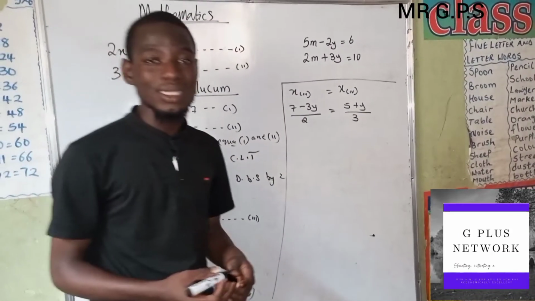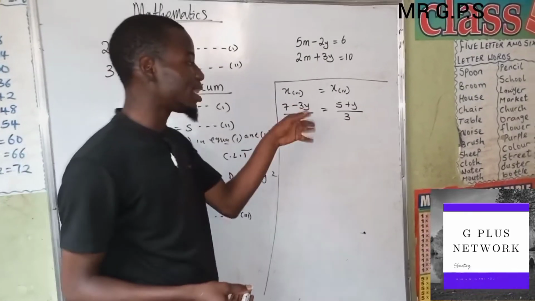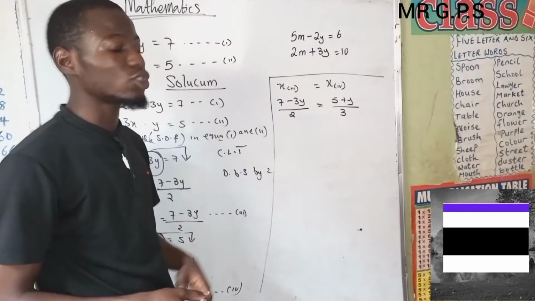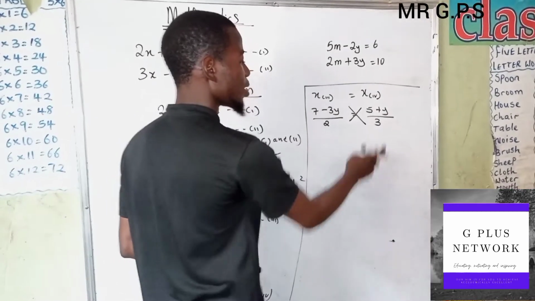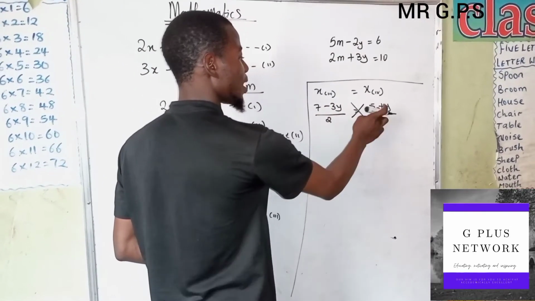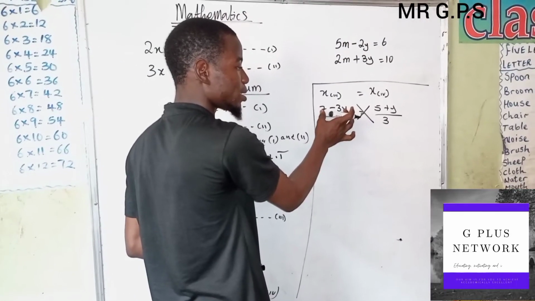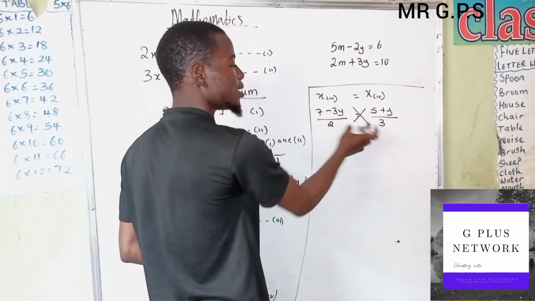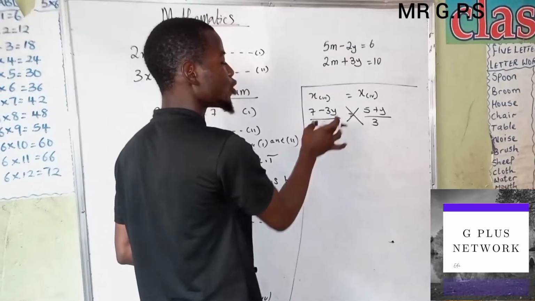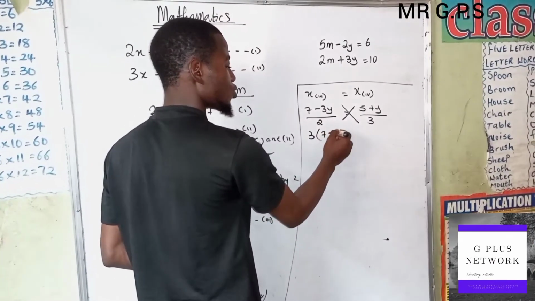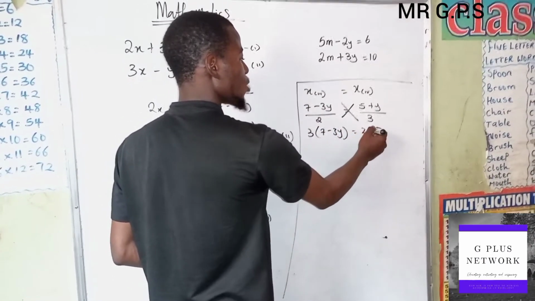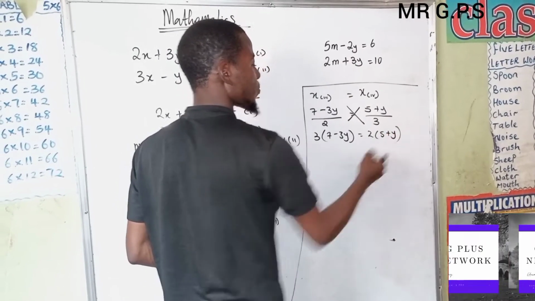Now in mathematics, anywhere you find something like this, the best thing we do is to cross multiply. So you cross multiply, which means 3 will multiply this and 2 will multiply this. Now this is a statement, and when you are multiplying a statement with a number, it means you must put it in brackets. So 3 times this will be 3 in bracket of 7 minus 3y equals 2 in bracket of 5 plus y. Are we good?